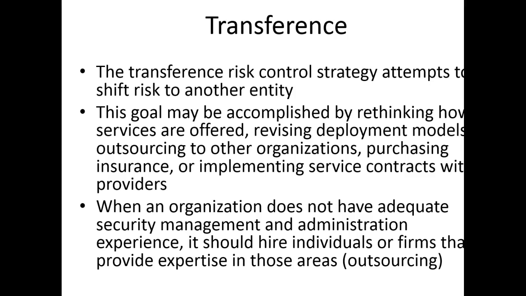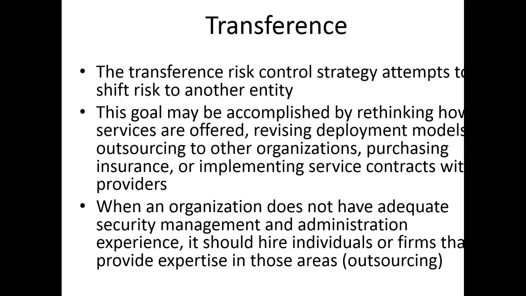The second strategy is the transference risk control strategy. What does this mean? That means we are going to shift risk to another entity. The goal of this is accomplished by rethinking how services are being offered. Also, we can revise some of the deployment models, and maybe we can purchase insurance or implement service contracts with providers.